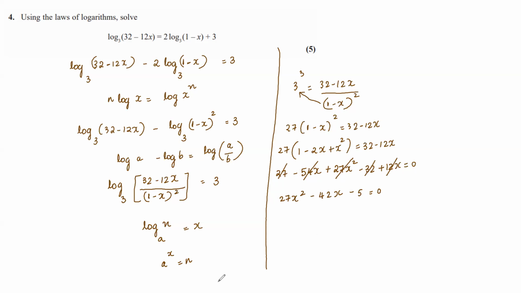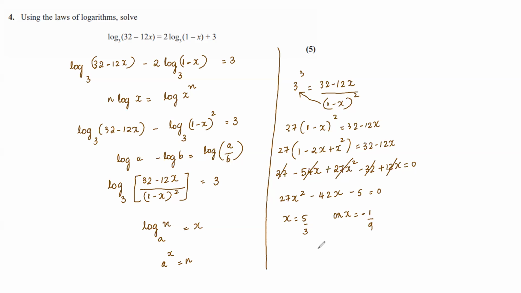Now we can use the formula method, completing the square method or factorizing method here. Now a value is 27, b value is minus 42 and c value is minus 5, which will give us the x value as 5 by 3 or x value as minus 1 by 9.